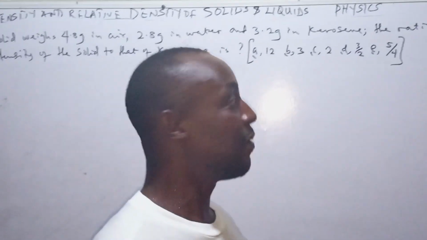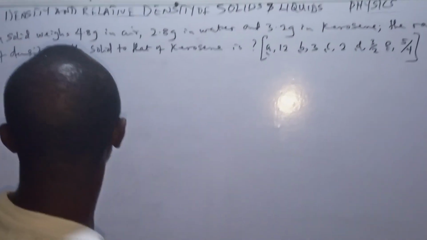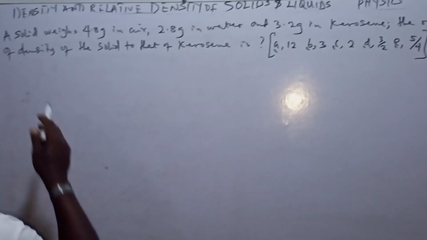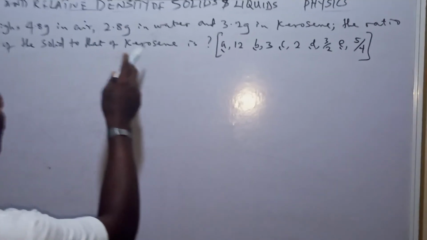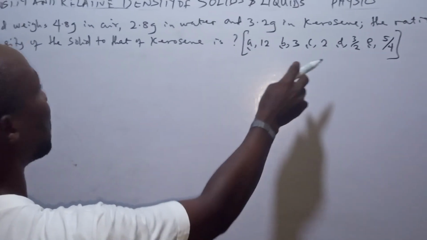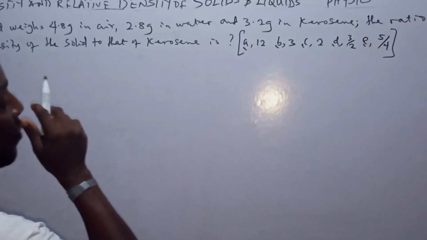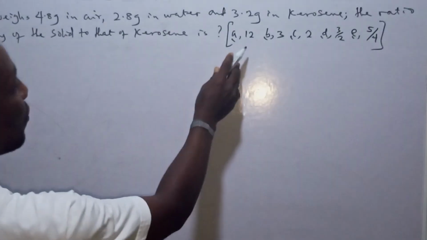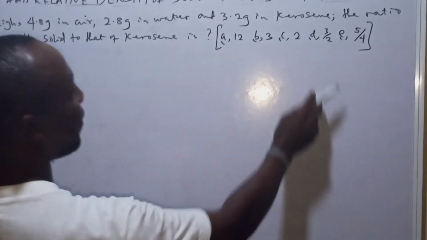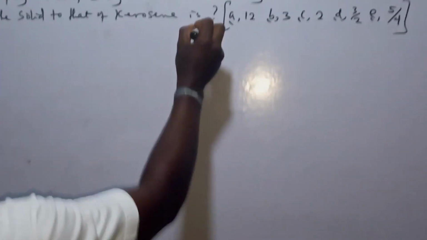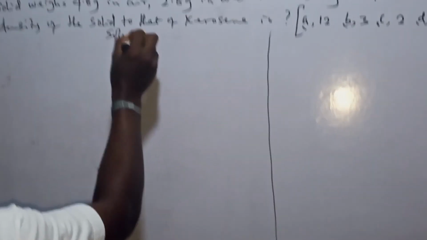Welcome to class. Still on problems on density and relative density. Without much ado, let's dive right into the problem. We have here a solid that weighs 4.8 gram in air, 2.8 gram in water, and 3.2 gram in kerosene. The question is, the ratio of density of the solid to that of kerosene is what? It is a multiple choice question. You have A 12, B 3, C 2, D 3 over 2, and E 5 over 4. Let's see what the solution will be.